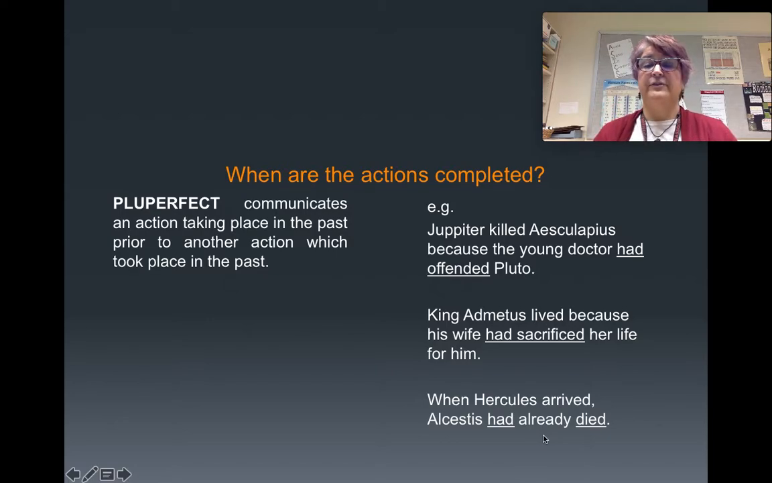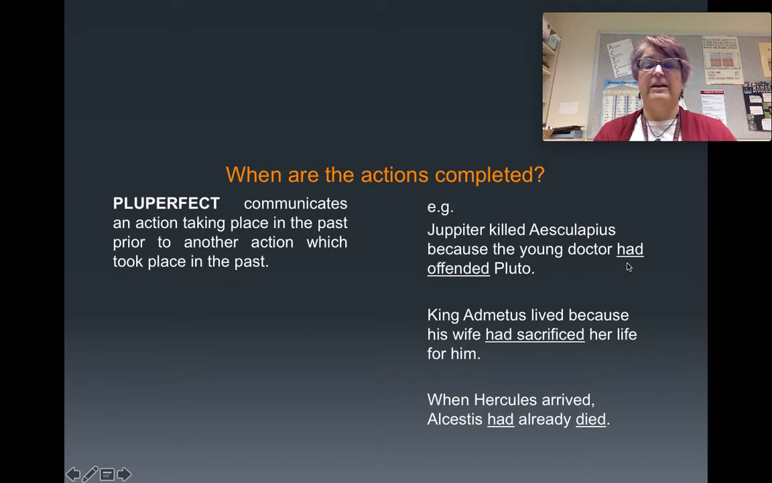Pointer for those of you getting ready to take PSATs and SAT tests. These are the kinds of questions that show up when they want to know what's wrong with this sentence. And they ask you, is this the problem? Is this the problem? Is this the problem? Sometimes this use of the pluperfect tense makes its way into those kinds of questions.